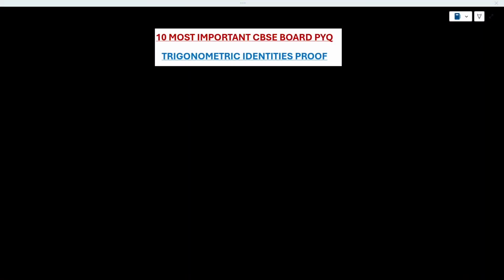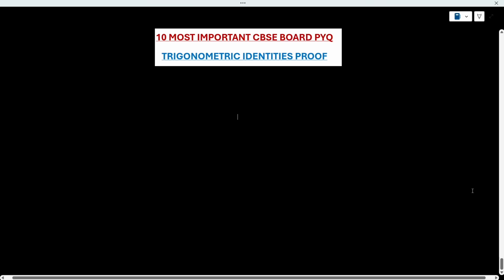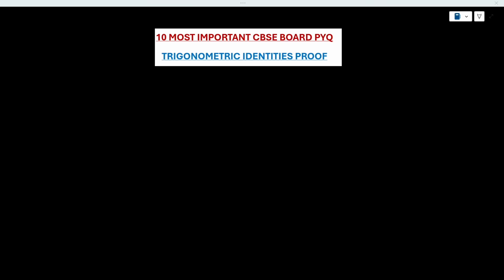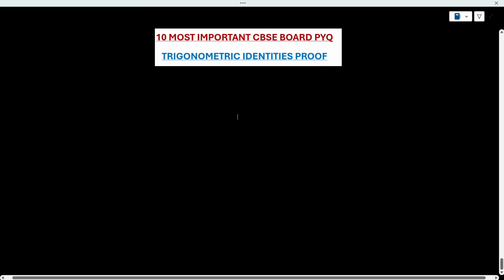Hello student, in this class we are going to discuss the most important trigonometric identities proof based questions, because this one generally in your board paper comes for 3 marks, but students feel difficulty solving this. So let us see the first. These 10 questions are from the past papers, previous year CBSE board papers.